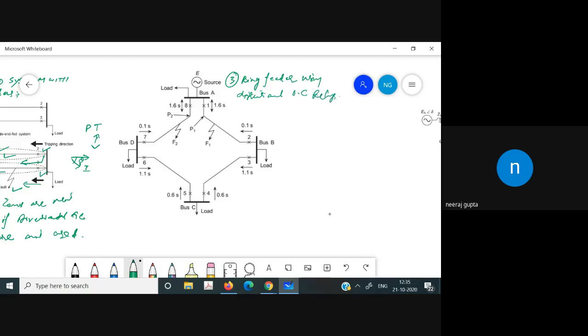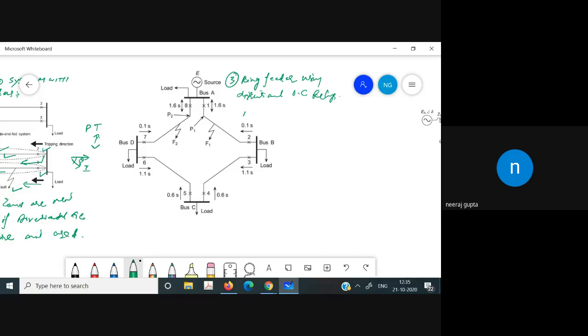So ring feeders are used for the directional overcurrent relay. Now, what is the ring feeder? What is the ring feeder in that very case? This is actually the ring main feeder. So what is the ring feeder? It will allow the supply to be maintained to the loads in spite of the fault in any section of the feeder.